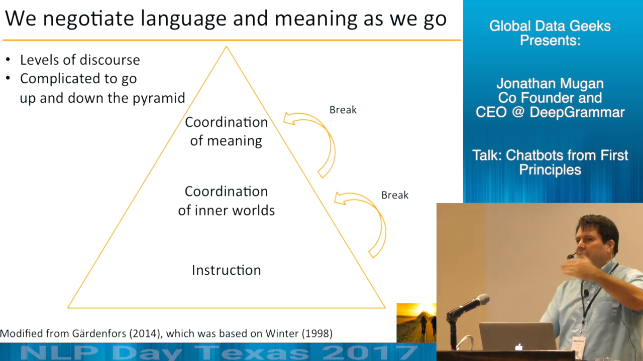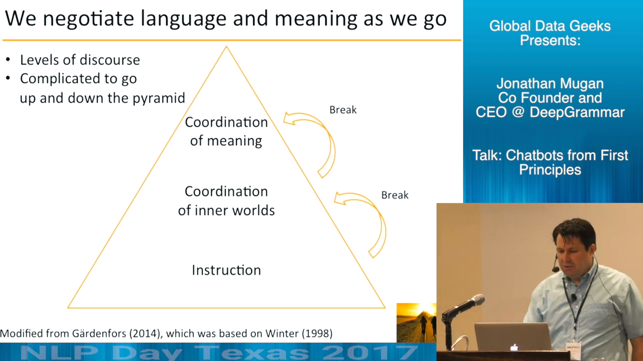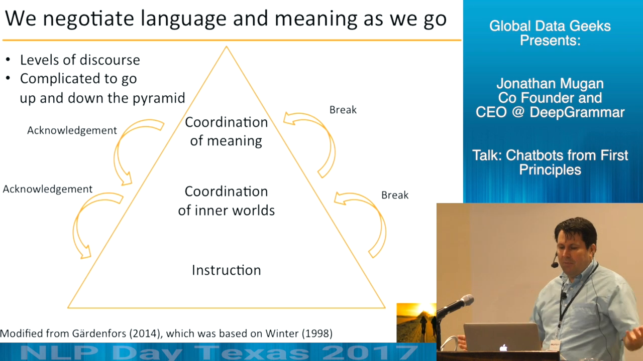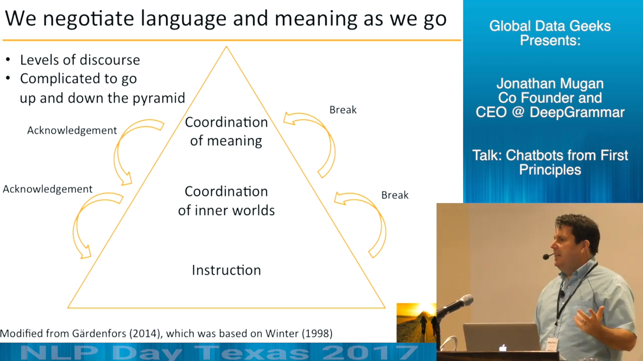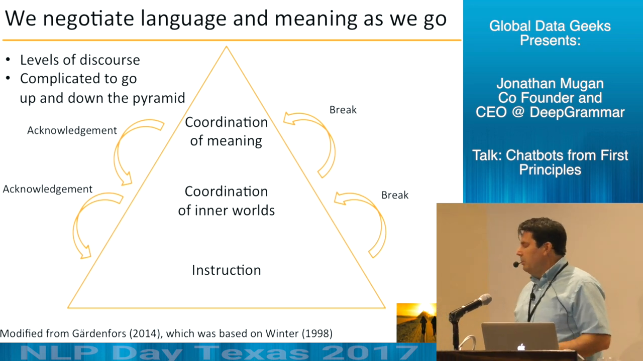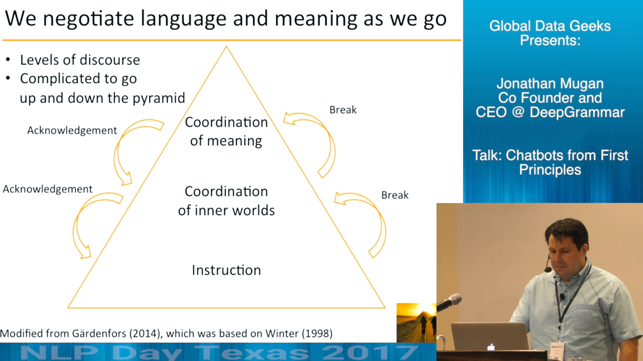And then as someone starts to understand, then you move back down and you can go back to the level of instruction. And so we can kind of see how this is going to come to chatbots, because you can't sit there with Siri and talk about what you mean by what you say. She either understands you or she doesn't.